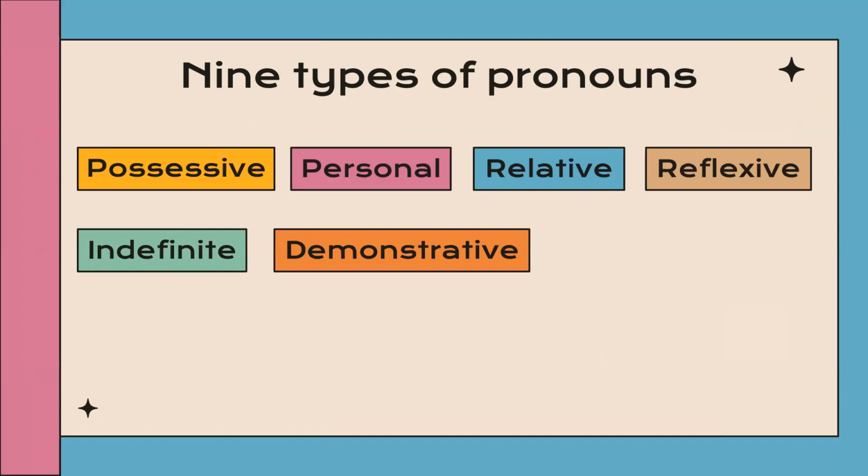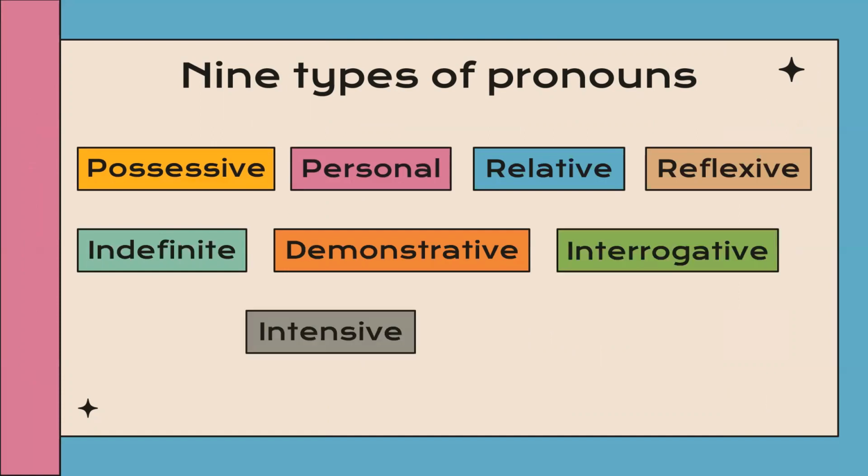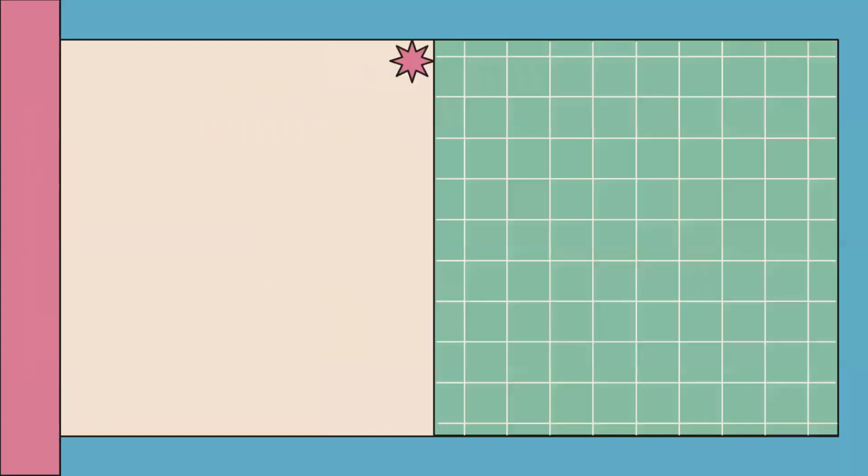The sixth is the demonstrative pronoun. The seventh is the interrogative pronoun. The eighth is the intensive pronoun. And the ninth is the reciprocal pronoun. We will be dealing with all these different types of pronouns in greater detail. Let me start with the possessive pronoun.